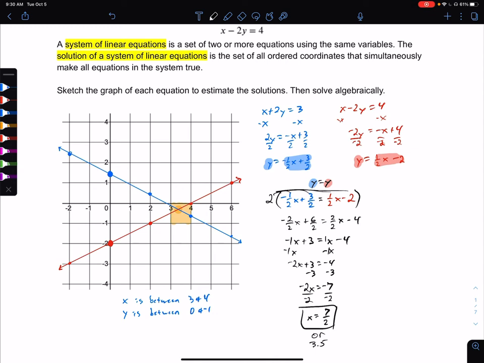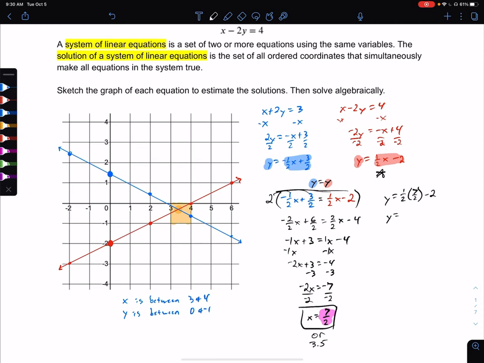To solve for y, I now need to take this 7 over 2 and plug it in anywhere I can for an x value. I can plug it into either the highlighted blue equation, the highlighted red one, or either of my originals. I'm going to choose to plug this into the y value. So I'm actually going to use this equation here. So I'm going to say y is equal to 1/2 times 7 halves minus 2. Might not have been my best choice, but we'll work with it.